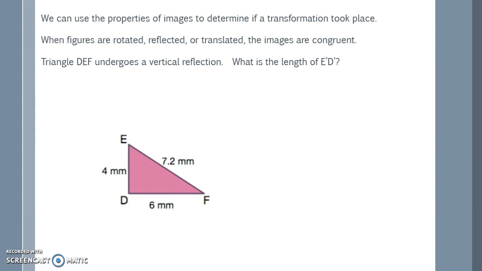Triangle DEF undergoes a vertical reflection. What is the length of ED? The length of E prime D prime should also be 4 millimeters. We know that it does not matter if it's rotated, reflected, or translated, images stay congruent.